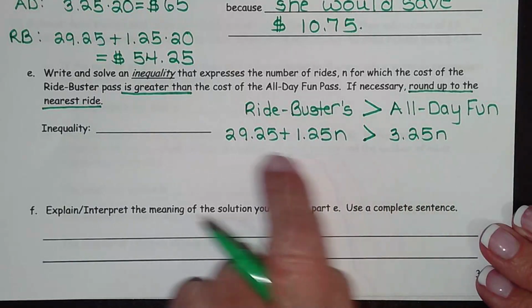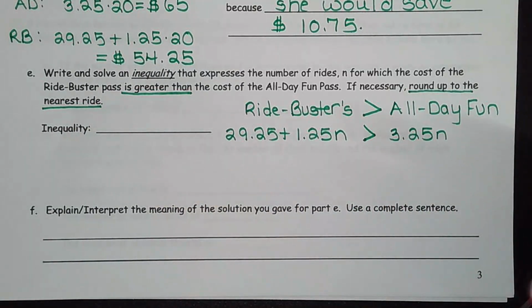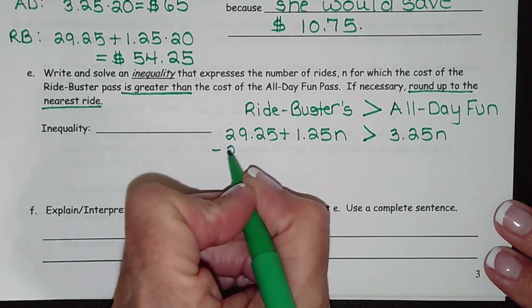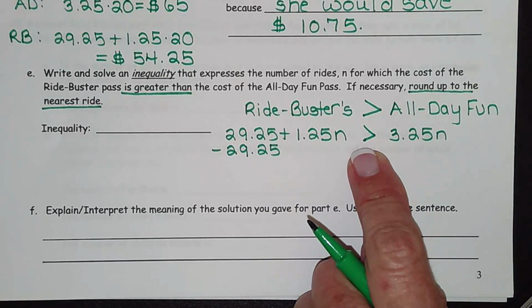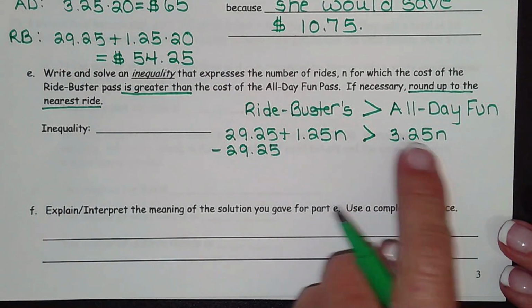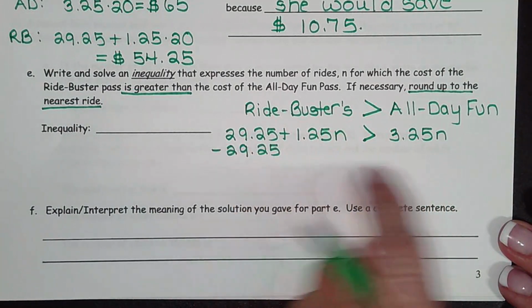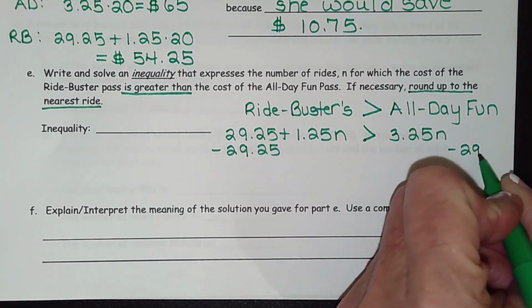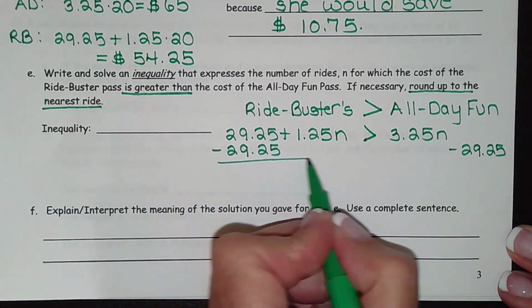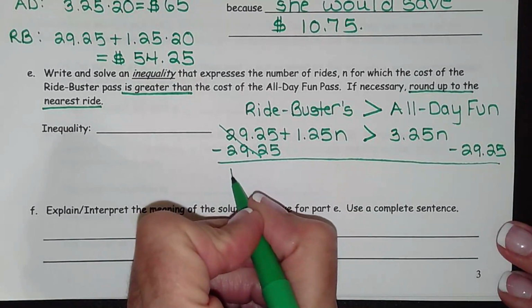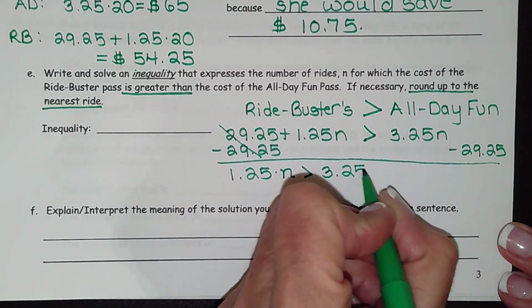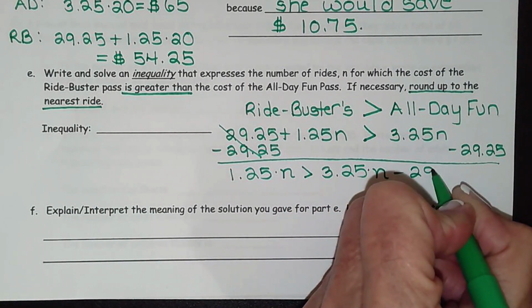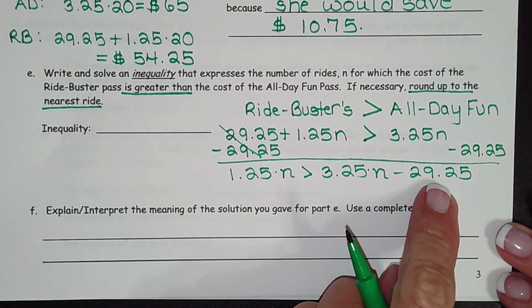Really what you're supposed to do when you do minus 3.25n is put a 0 there, but many times students forget that. So to play it safe, I'm going to bring my constant over because I know in inequalities the constant has to be on the right. No ifs, ands, or buts. You'll shade the wrong way, you'll read it wrong if you don't keep variables on the left and constants on the right. So this one does not have a like term, so we set it out back there. So now we have $1.25 times the number of rides is greater than $3.25 times the number of rides minus $29.25. Okay, so all my constants are now on the right.